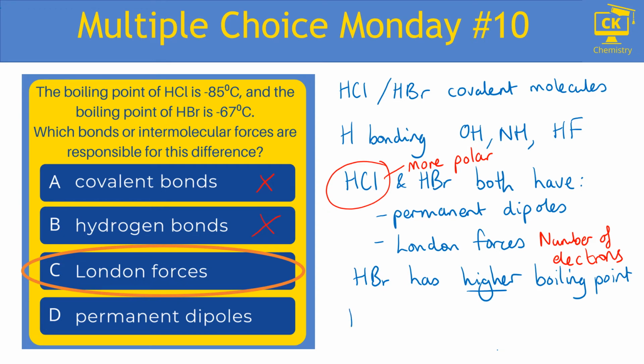So the reason that HBr has a higher boiling point is because it has stronger London forces, and that is simply because there's quite a large difference in the number of electrons between a chlorine atom and a bromine atom. So a chlorine atom has 17 and a bromine atom has 35, which is more than twice the number of electrons. So there are more instantaneous induced dipoles being set up.